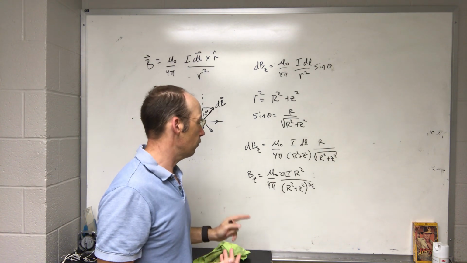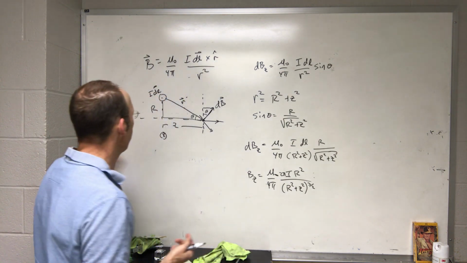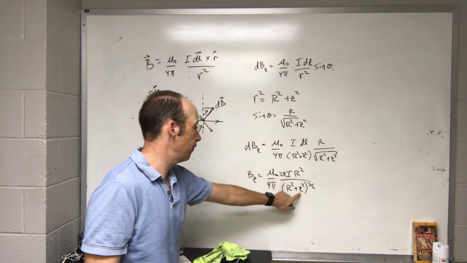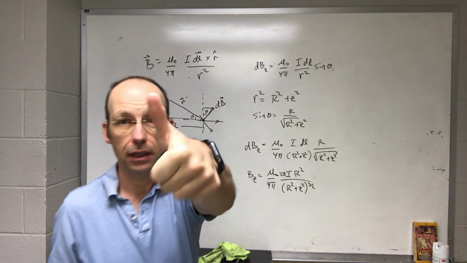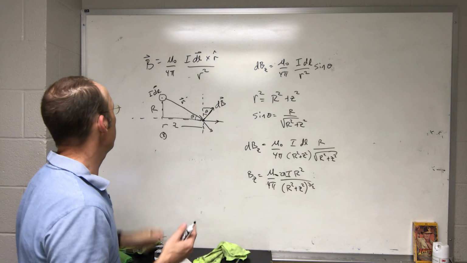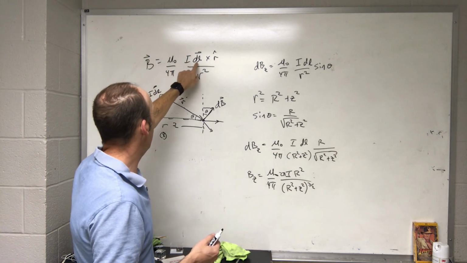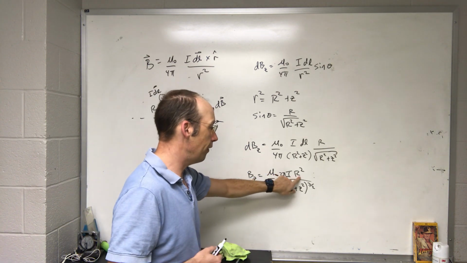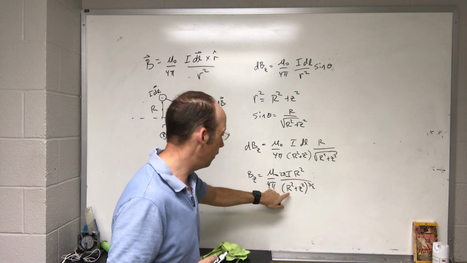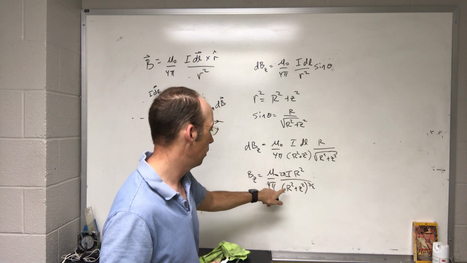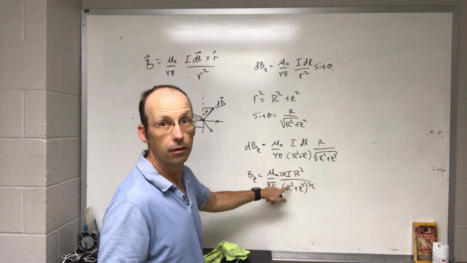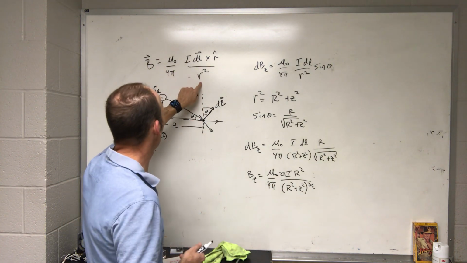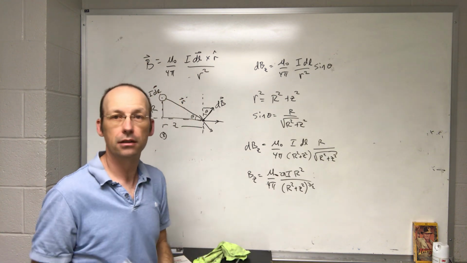So is this answer valid? Well, a couple things. One, what happens as I get really far from the loop? The magnetic field should go to 0. So Z goes to infinity, and this does go to 0. That's a check on that one. Okay, what about the units? Here I have mu naught I times distance squared over distance cubed. So I do get the right units, so that's good too.